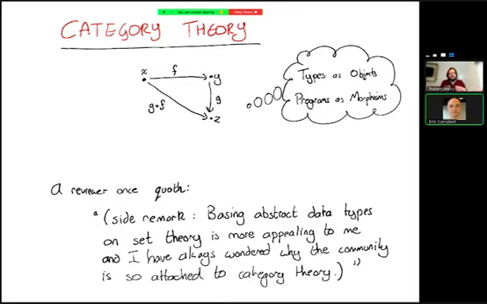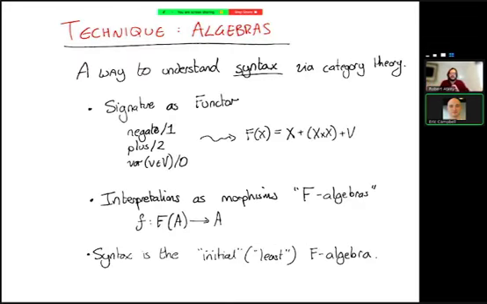And as a sociological point, I would say that there are still some holdouts in the community. This is a quote from an old review I got some years ago, saying, side remark, basing abstract data types on set theory is more appealing to me, and I've always wondered why the community is so attached to category theory. Well, unfortunately for that anonymous reviewer, category theory is going nowhere. No, it's going places, but it's here to stay in the community. So I want to give an overview of two techniques before I get into the papers, which come up in, I think, all of the talks.